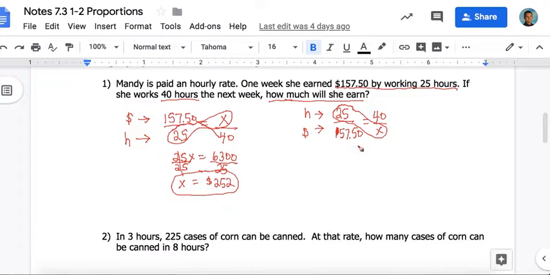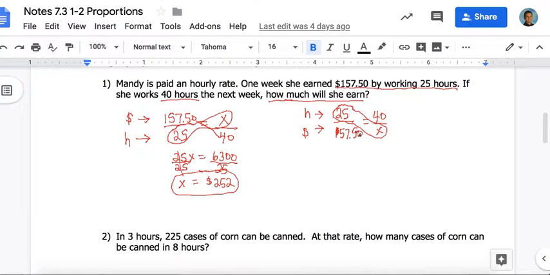So are there even more ways to write this? And the answer is yes. Now I could do hours over hours, money over money, as long as I have the hours that go with the money across from each other. So I could write, follow me here, 25 over 40 equals 157.50 over x, and I would still have the 25 diagonal to the x. Okay. I could also write this 40 over x equals 25 over 157.50. That would be another way.